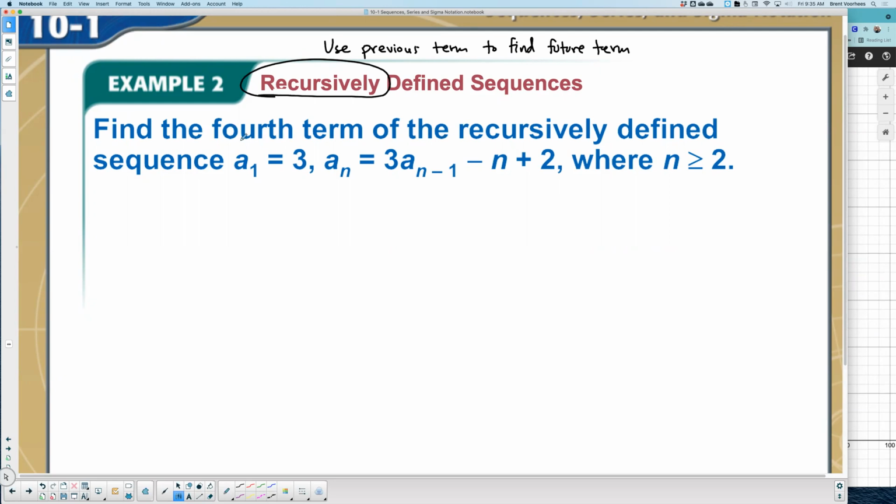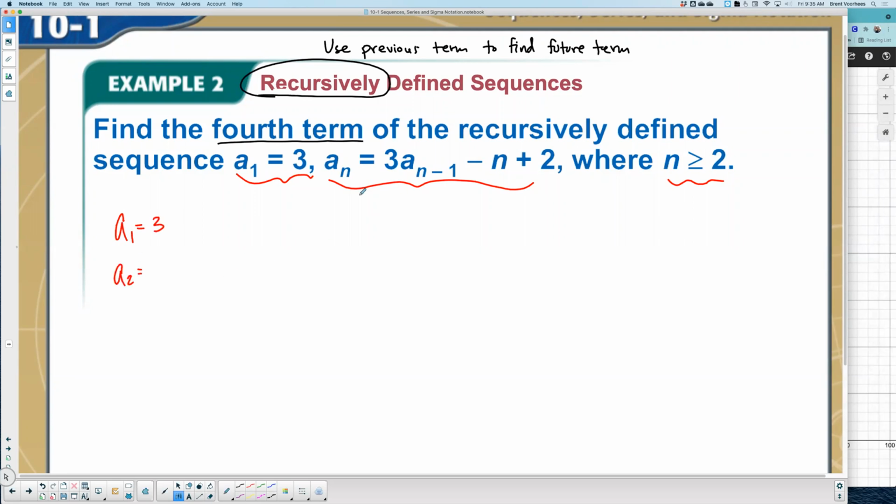So here it says find the 4th term of the recursively defined sequence. They give us 3 pieces of information. They tell us our first term is 3. That's our first piece of information. They also give us the formula, and they tell us that n has to be greater than or equal to 2. So we know our first term. Our first term is 3. Do we know the second term?